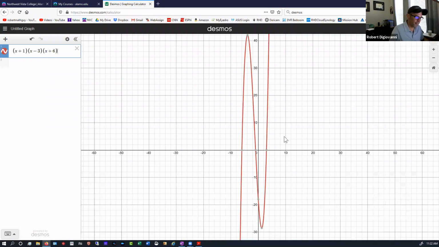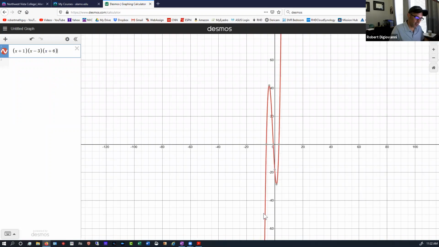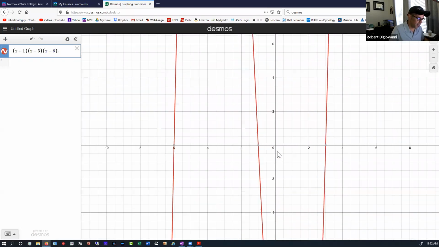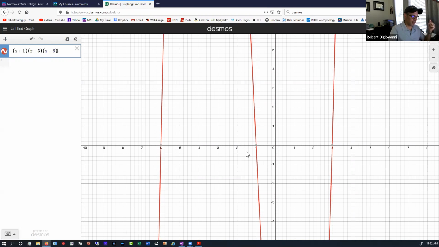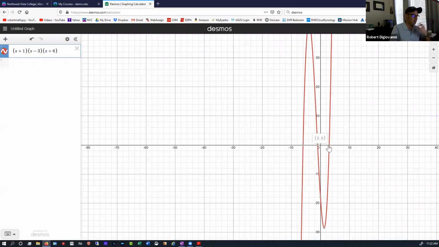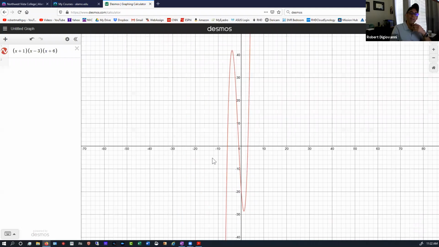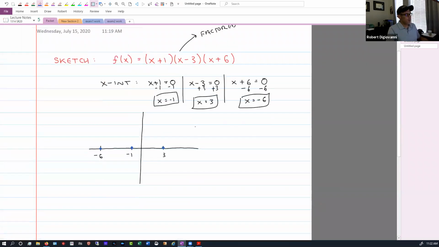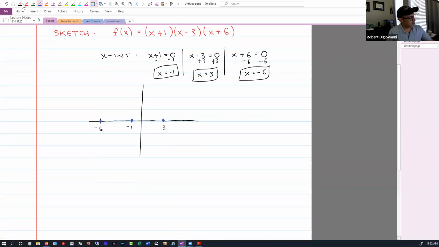Okay, so there's the graph. It's crazy looking. Looks like it goes up and then back down and then back up. And sure enough, if you look at this, we have the x-intercepts where we thought we would, right? At -6, -1, and 3. But how in the world do we determine the rest of this? That seems difficult. Well, there's a shortcut way to do it, and I'm going to share that with you right now. So what we need to do now is determine what's called the end behavior.